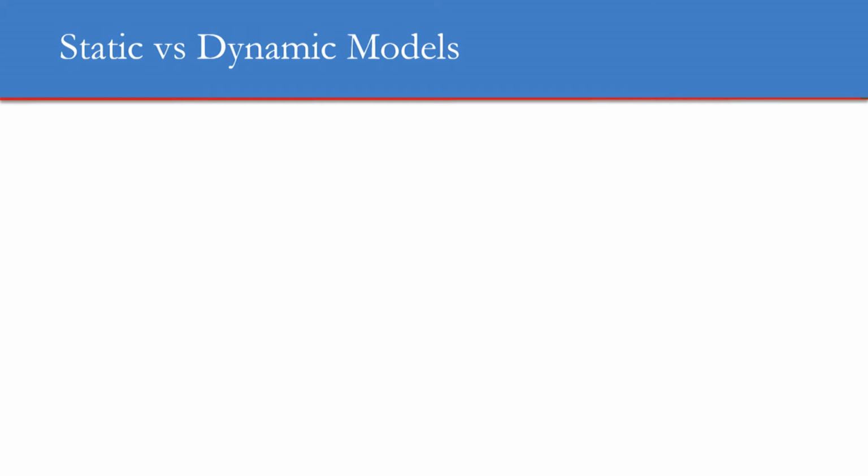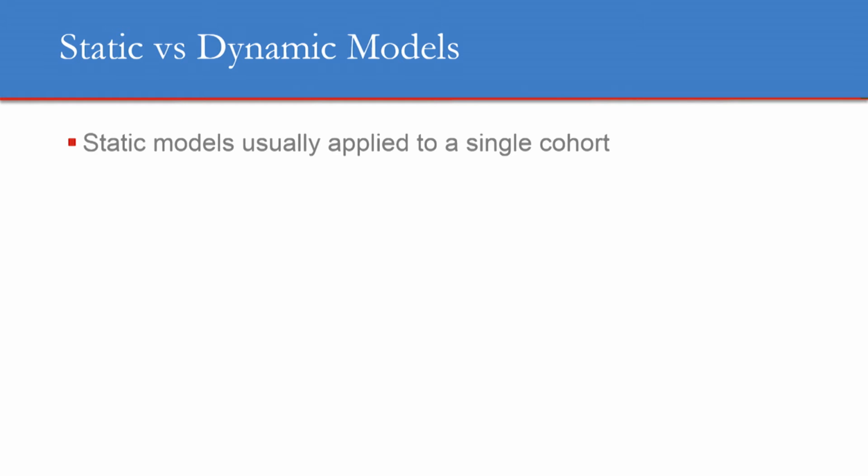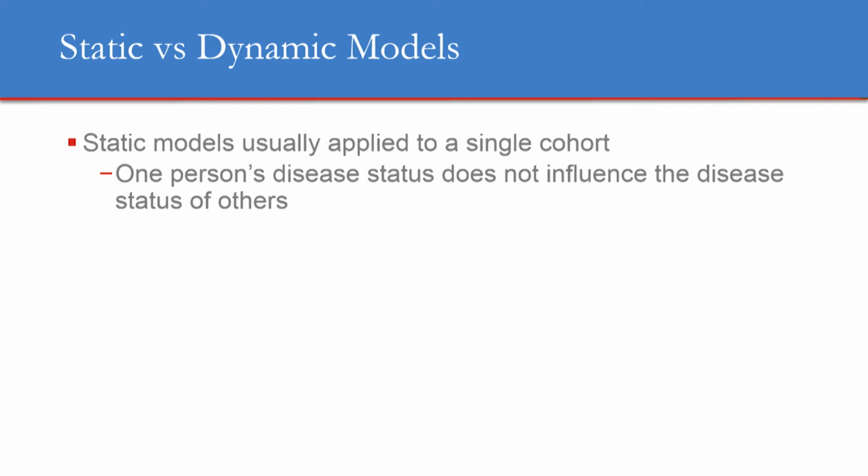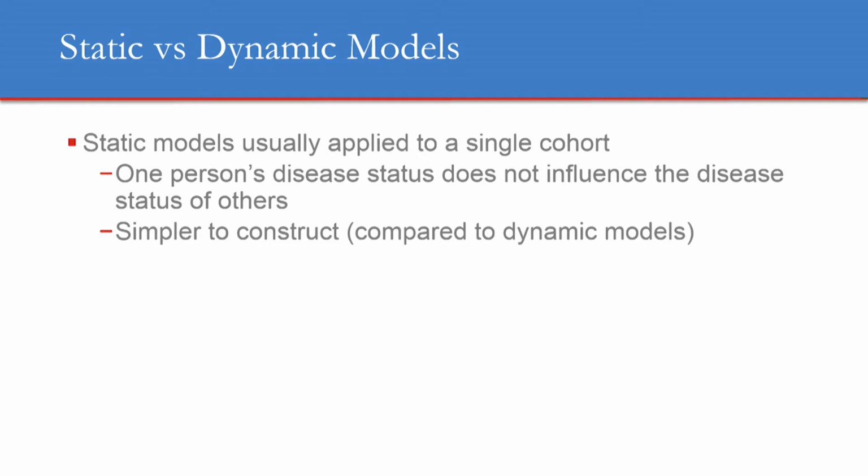Now let's take a closer look at some of the model types mentioned on the previous slide. We'll first discuss differences between static versus dynamic models. Static models are usually applied to single cohorts. The disease status of an individual in the cohort does not affect that of other members of the cohort. For example, cancer progression in one person does not influence the risk of cancer in other persons. These models are relatively simpler to construct compared to dynamic models.